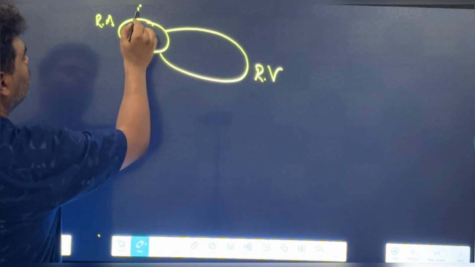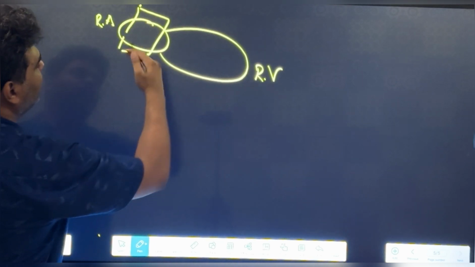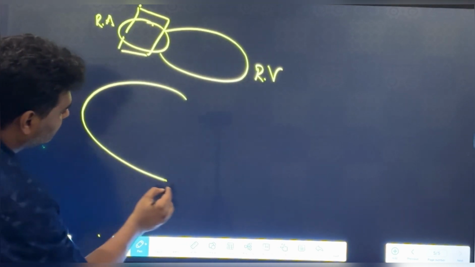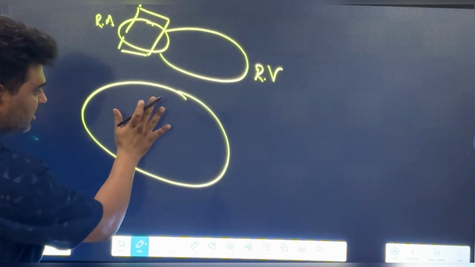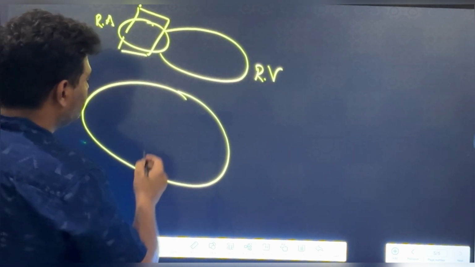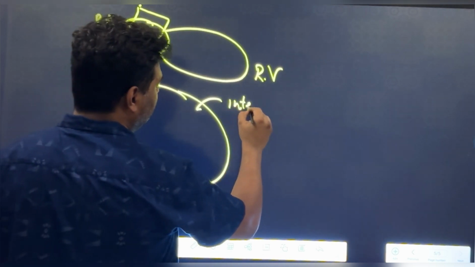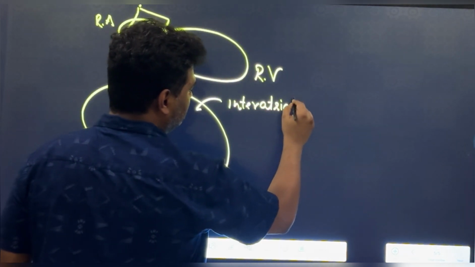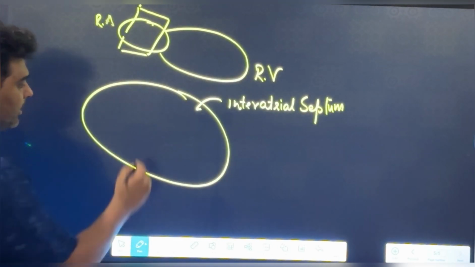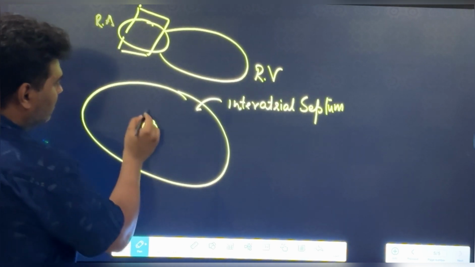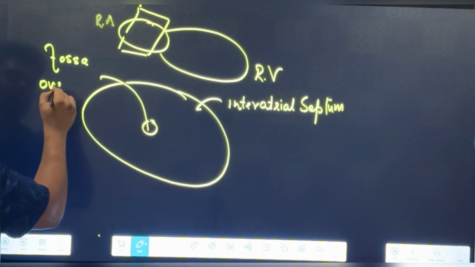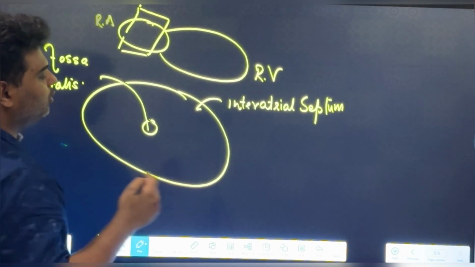Now if I do a cut section of this right atrium and I open the right atrium like this, what you will see? You will see like this. This part is the interatrial septum and behind that is the left atrium. Okay, this part is interatrial septum and in between we have fossa ovalis, which is the remnant of the foramen ovale.